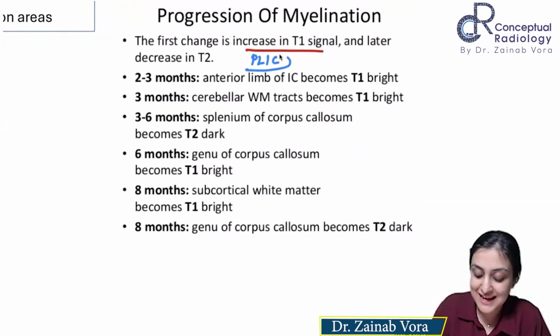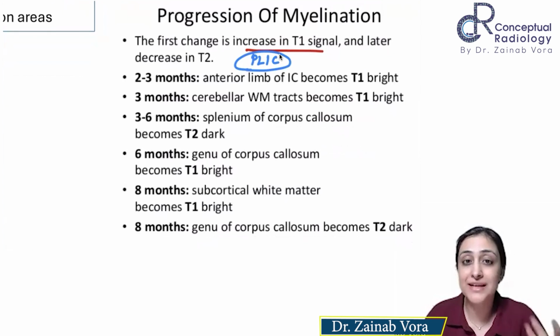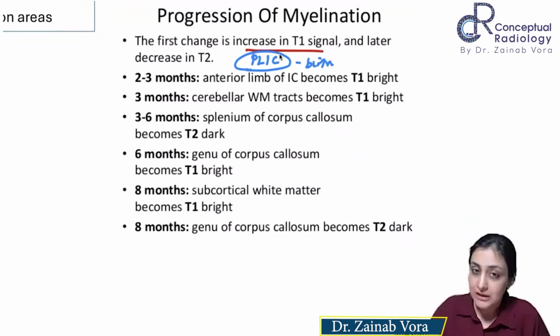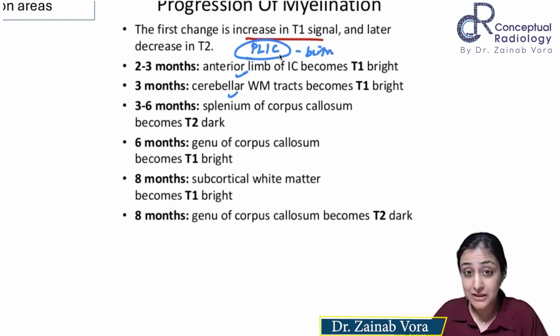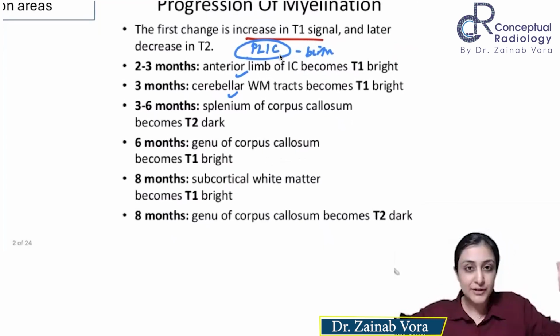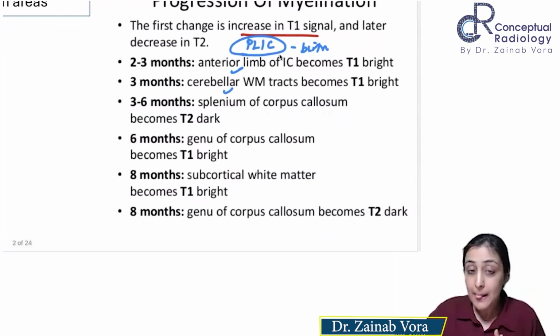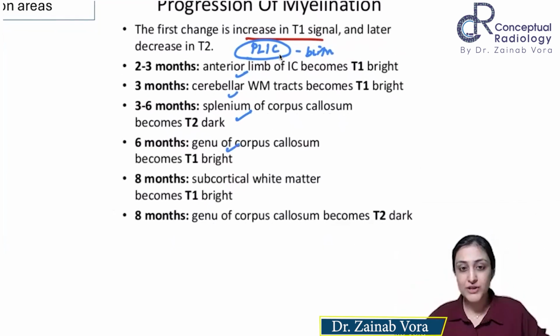This is something we see at birth, right? PLIC, posterior limb of internal capsule, is a very important milestone that we see at birth. And this is something which should be myelinated at birth. After this, 2 to 3 months, we have anterior limb. Then we go to cerebellum, because we know it's center to periphery and it's craniocaudal. So cerebellum, anterior limb, it's posterior to anterior. So it's splenium which comes in, then comes the genu, and then it's going towards periphery.